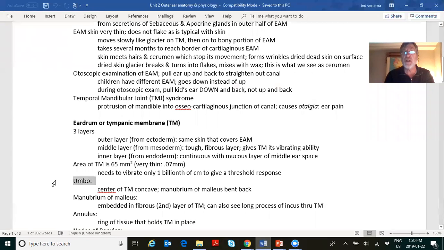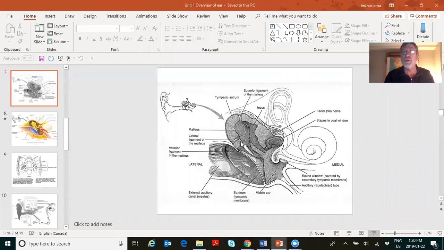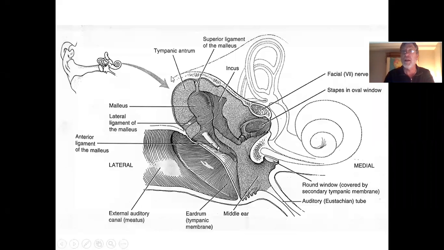The dead center of the eardrum, and the manubrium of the malleus is bent back. What do we mean by that? Here's the malleus bone, the first bone of your middle ear. This is the hammer, the anvil, and the stirrup, the three littlest bones of the body, in technical language the malleus, the incus, and the stapes. We'll talk about these next week when we go into the middle ear.